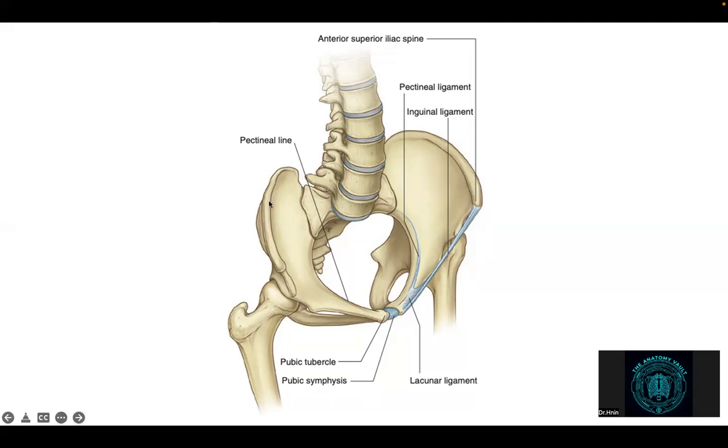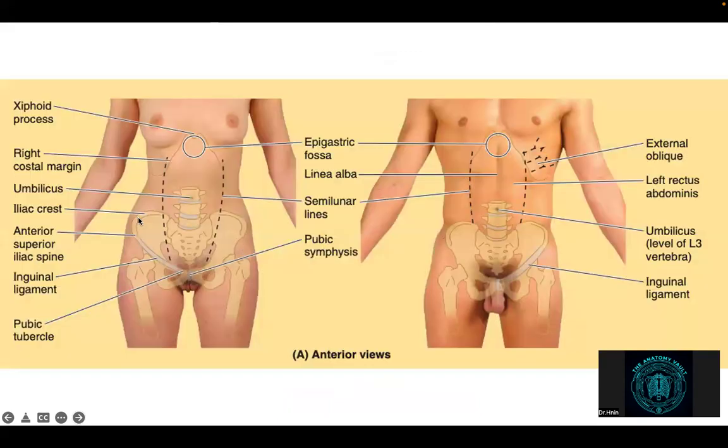And then the iliac crest and ASIS, or anterior superior iliac spine. Moving laterally, we encounter the iliac crest. The iliac crest is the superior border of the ilium, and it is one of the easiest bony landmarks to palpate.